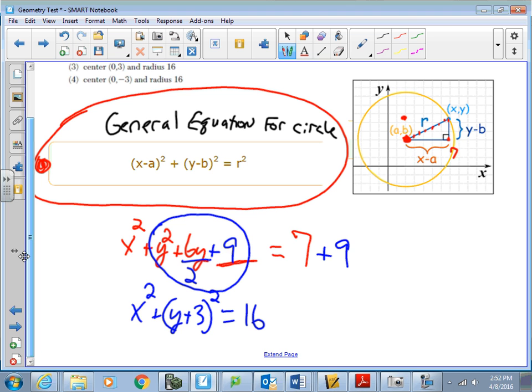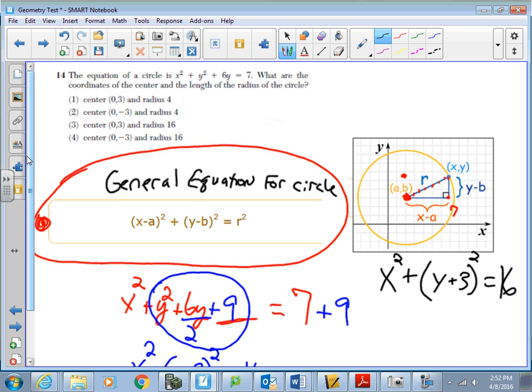So what we have now, I'm going to write it over here a little neater. We have x squared plus y plus 3 squared equals 16. All right, so the 16 is actually the radius squared. So it's not the radius of the circle, it's actually the radius squared. So our radius is actually going to be 4. So we can eliminate 3 and 4.